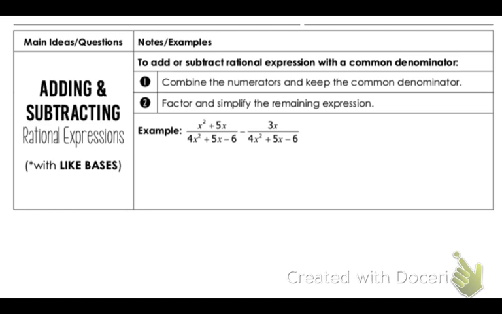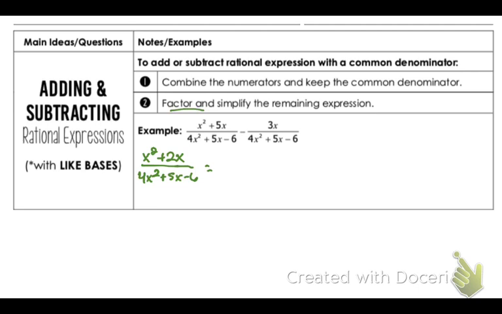So what I'm going to do is combine x squared with the like term. There's nothing here with an x squared, so I'm just going to rewrite x squared. Now 5x, I can combine it with 3x, but it's actually a minus 3x, so 5x minus 3x is 2x. And then I'm left with 4x squared plus 5x minus 6.